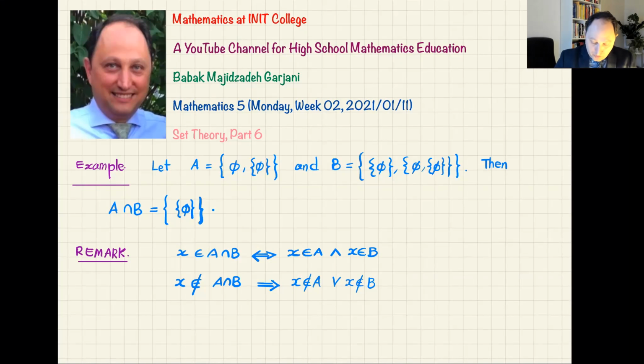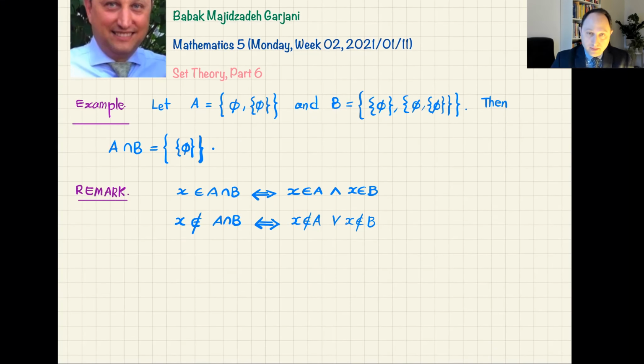Okay, the other way around is also correct. If you think a little bit, you can convince yourself easily that if one of these things happens, then I can immediately conclude that X is not in the intersection. So it is important to realize that you need to write or here. Okay.